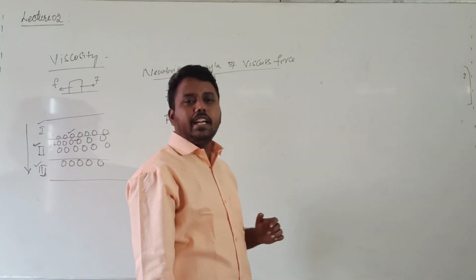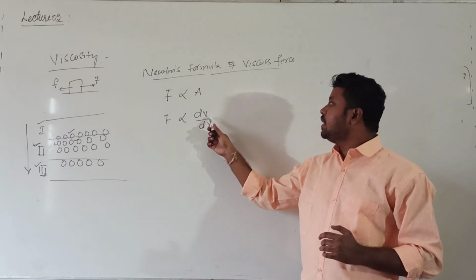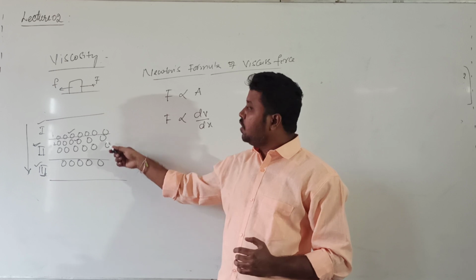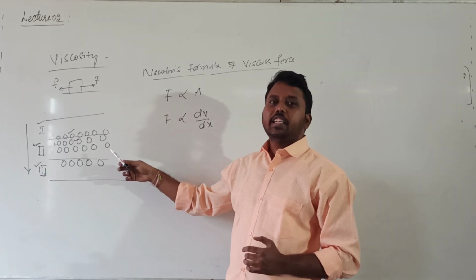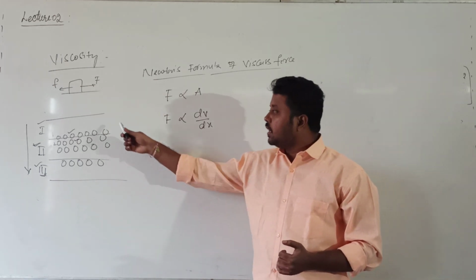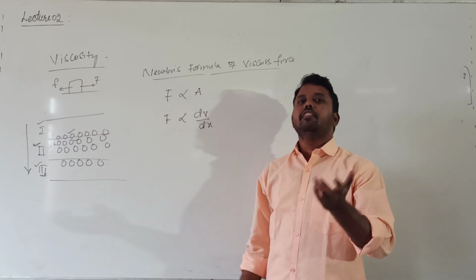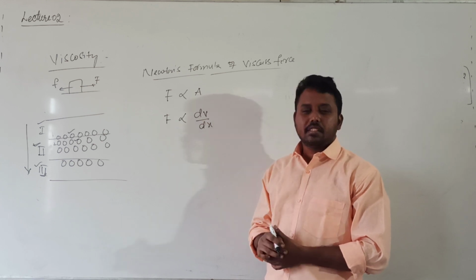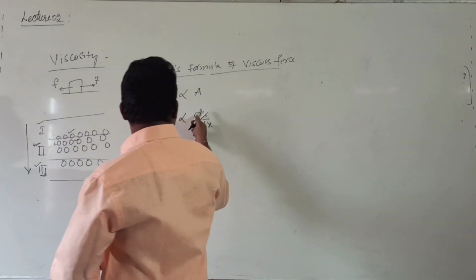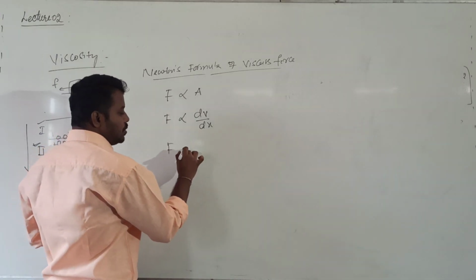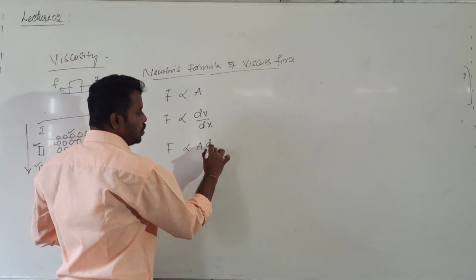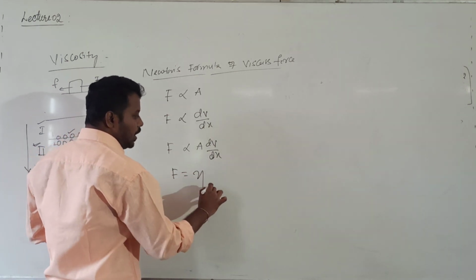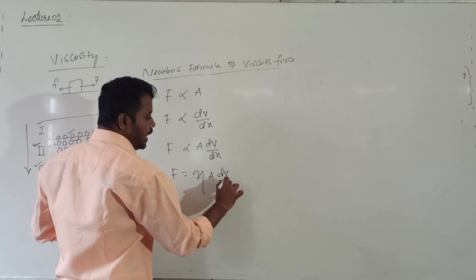What does velocity gradient mean? It is the rate of change of velocity with distance. When you go to the depth and compare the first layer and the second layer, the velocity gradient will be somewhat small. When you compare the first layer and the third layer, the velocity gradient will be different. Velocity gradient gives you change in velocity by distance. So F is directly proportional to dV by dx. From these two, F is proportional to A into dV by dx. To remove the proportionality, F is equal to eta into A into dV by dx.